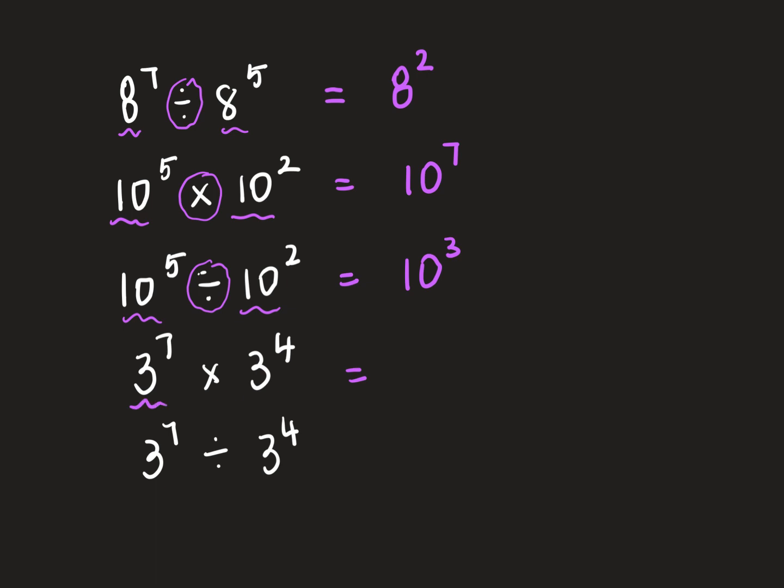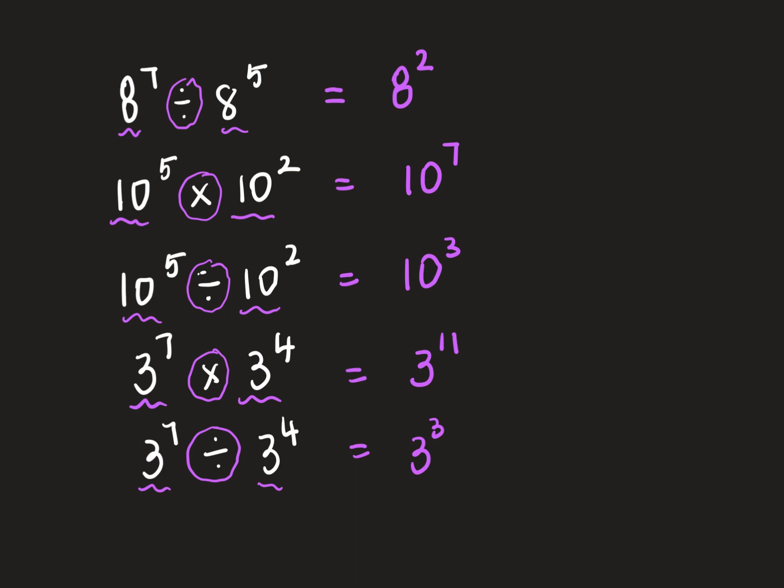Next one, the bases are the same. I'm multiplying the terms, so I add the indices. 3 to the power of 11. Next one, the bases are the same. I'm dividing the terms, so I subtract. 7 minus 4 is 3. I've got 3 to the power of 3.